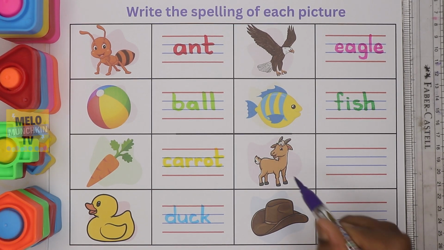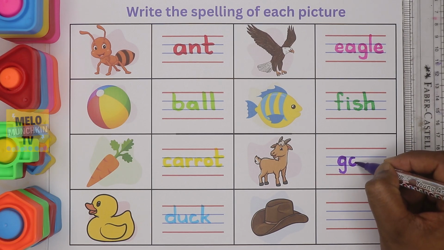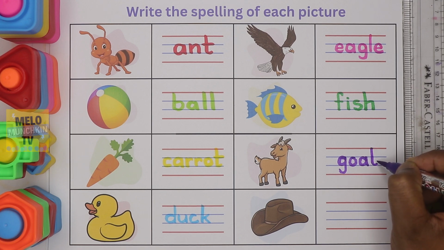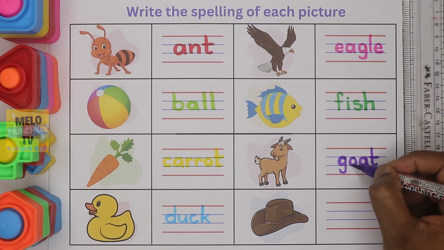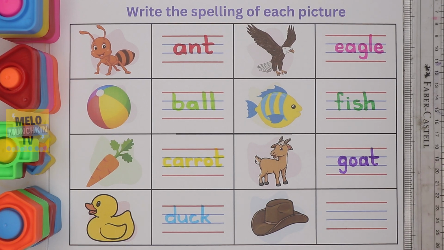Next I'll take purple color and write the spelling of goat. This is a goat. G O A T. Goat. G O A T. Goat. Okay. And finally I'll take brown color and write the spelling of hat.